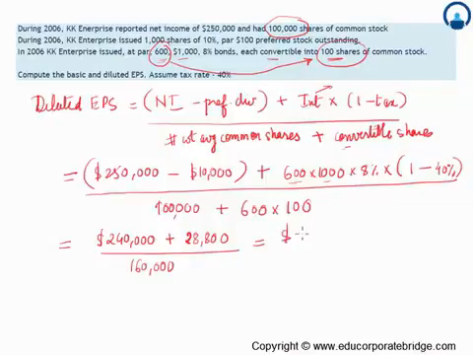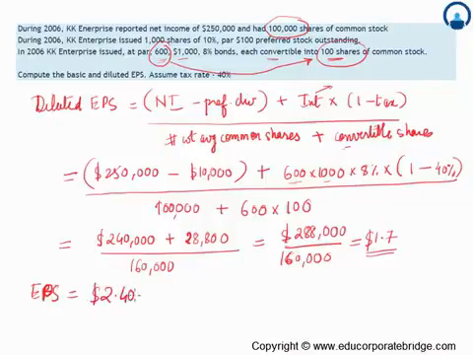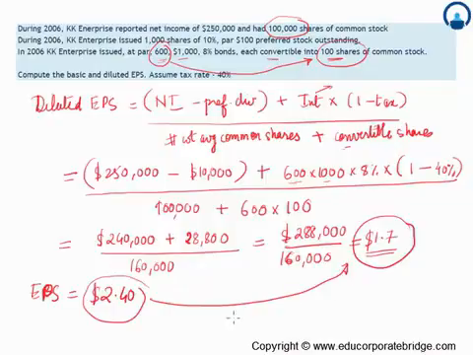So eventually we're talking about dividing 288,000 by 160,000, and this number comes out to be approximately 1.7. This is the approximate calculation for this division. So what we have noted is that the earlier basic EPS was $2.40 and our diluted EPS is 1.7. So there is a dilution from 2.4 to 1.7. That's why it is called diluted EPS.